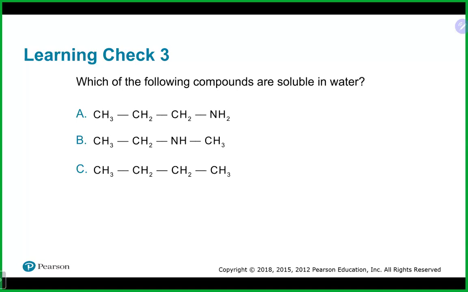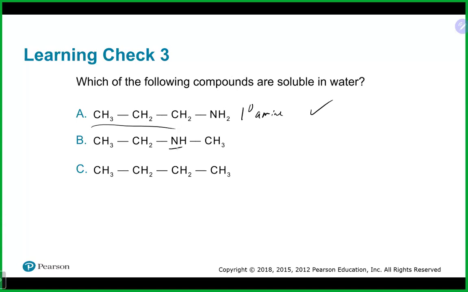Okay, let's take a look at the first one. So the first one is a primary amine, right? Not too big of a nonpolar side, right? Less than 6. So we should expect this to be soluble in water. By the way, solubility in water is all about hydrogen, so it should have the ability to hydrogen bond there.